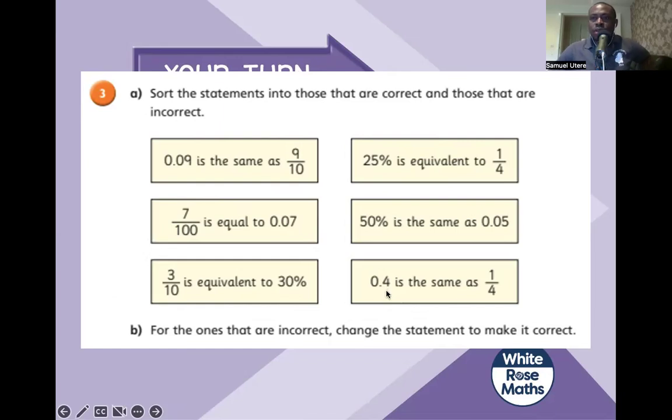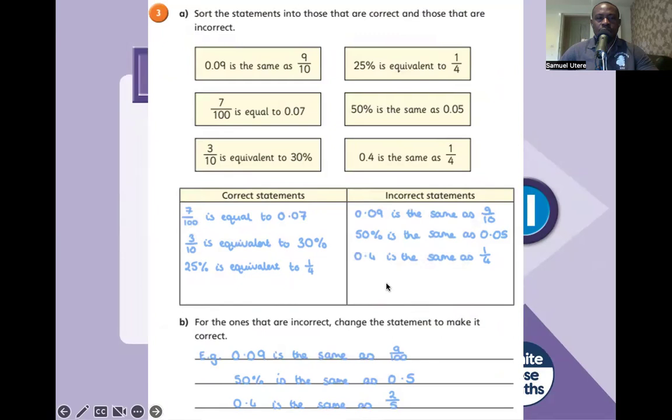Assuming you've paused the video and you've answered question 3, here are the answers. Let's discuss them. Here you were asked, sort the statements into those that are correct and those that are incorrect. Okay? And here are the answers. So by applying your knowledge of fourths, fifths, knowing your percentage, knowing your decimal equivalence, and your fraction equivalence, you'll be able to sort these out.